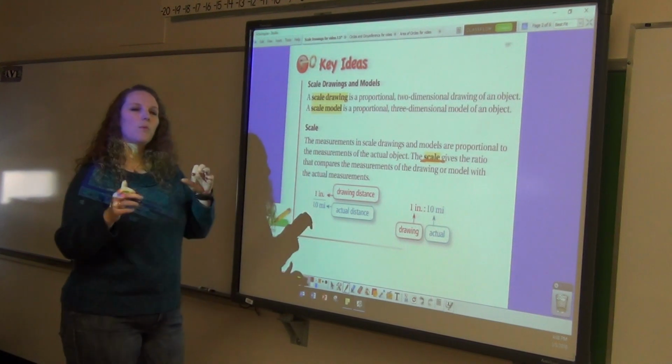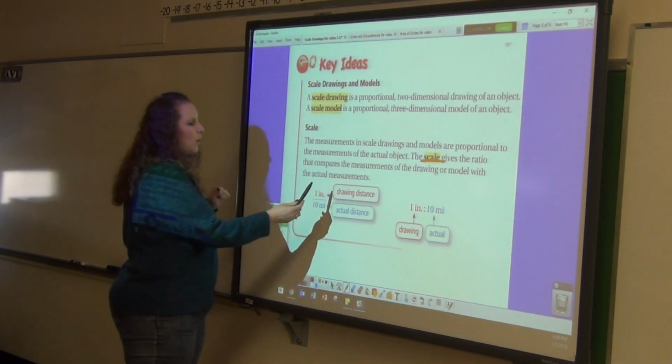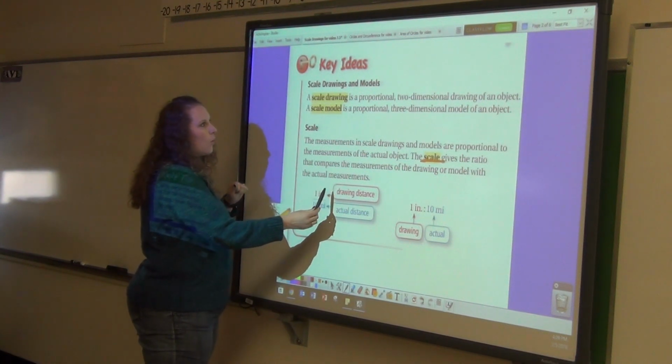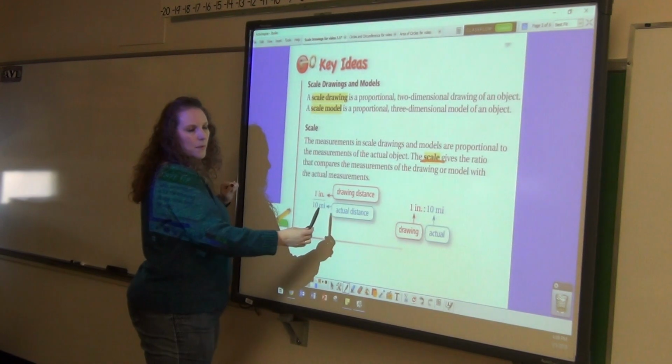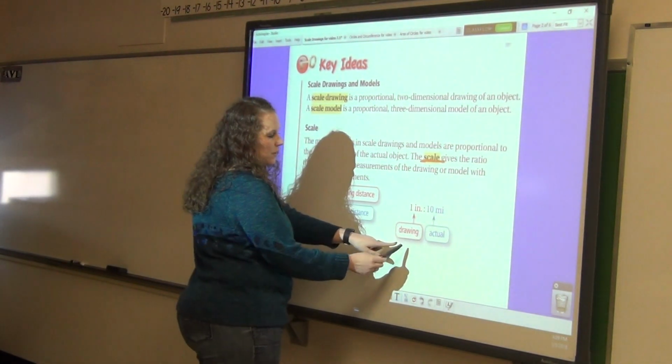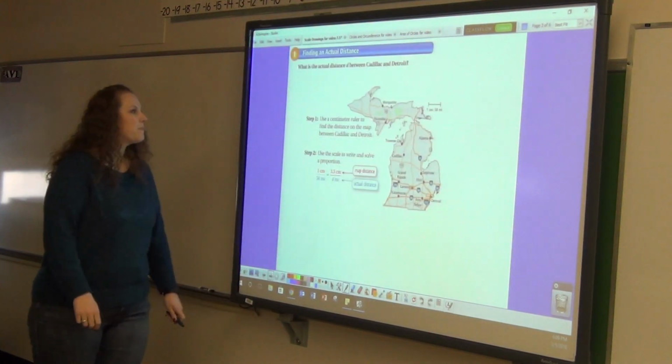The thing is with ratios, order matters. With proportions, order matters. So you're always going to have your drawing or your model on the top, and then your actual on the bottom. If you're writing it this way, you'll always have your drawing or your model first, and then your actual second.